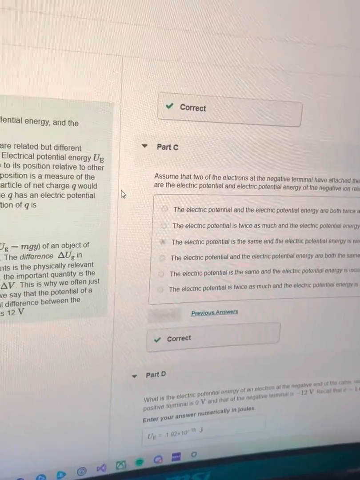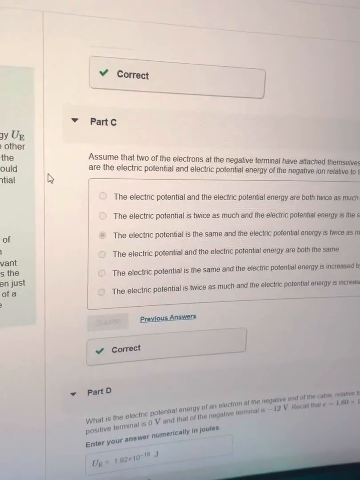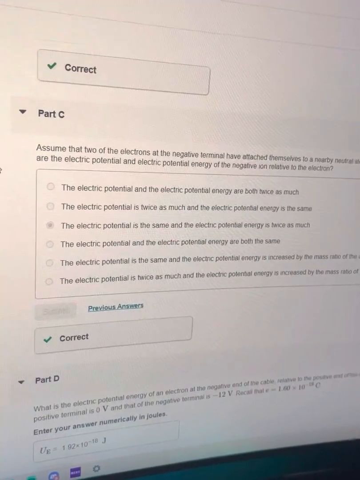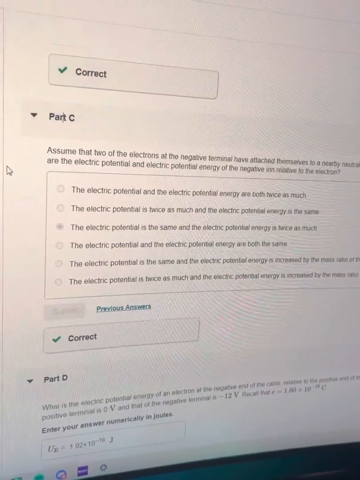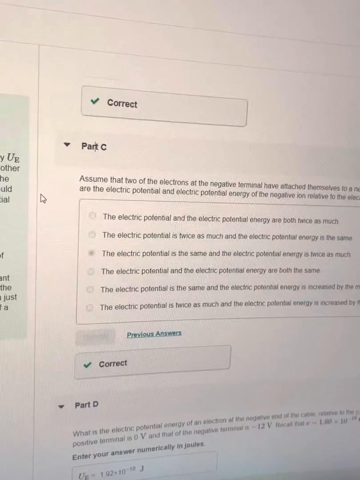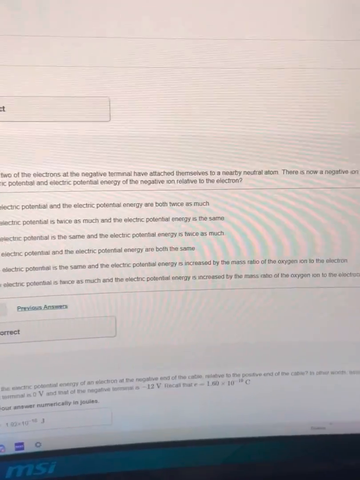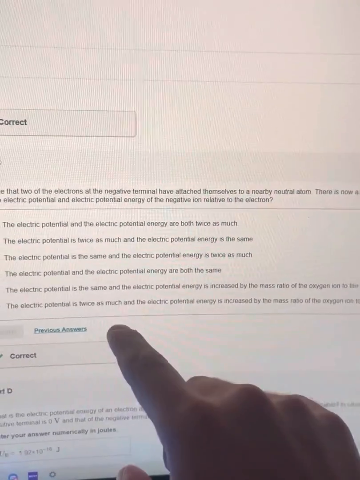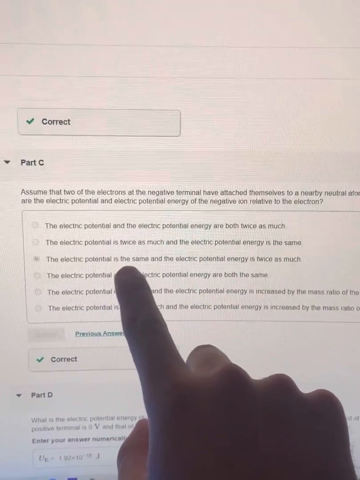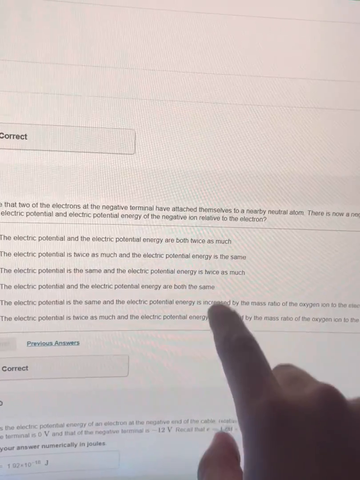Moving on to part C, we're asked, assume that two of the electrons at the negative terminal have attached themselves to a nearby neutral atom. There is now a negative ion with a charge of negative 2e at the terminal. What are the electric potential and electric potential energy of the negative ion relative to the electrons? Since the charge and the distance remain the same, the electric potential will still be the same. However, the electric potential energy is twice as much, and I'll show you why.